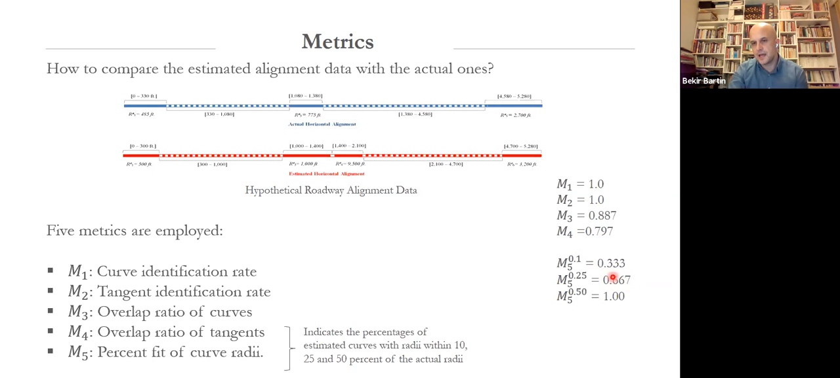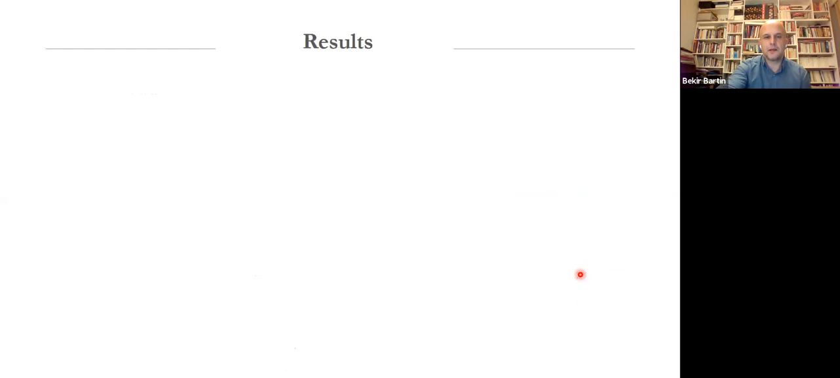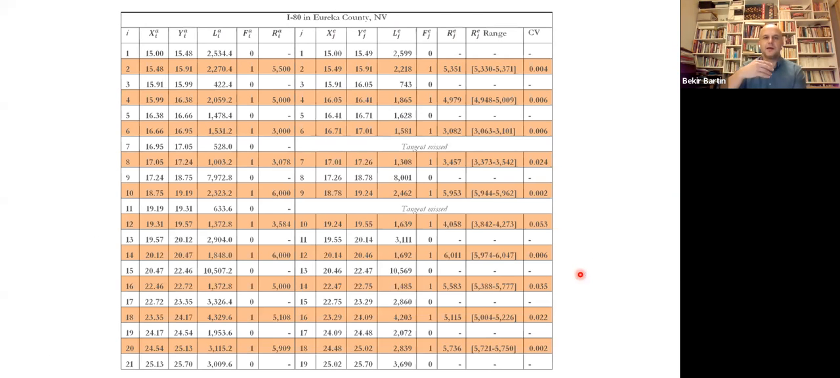66.7% of the curves had a radius value that is less than 25%. So it gives you an idea, it's a scale of how close you are to the actual radius values. Now, with that in mind, the results, obviously, I'm not going to go through them one by one. As I said before, there were 10 actual curve sections.